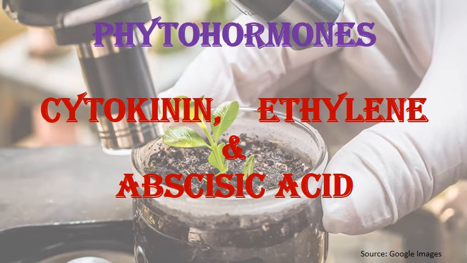Hello everyone, welcome back. Today we will continue with phytohormones like cytokinins, ethylene, abscisic acid. So cytokinin is a hormone which is meant for cell division, and ethylene which is important for fruit ripening, and then comes abscisic acid which is commonly known as the stress hormone. So we will discuss it one by one. So let's start.